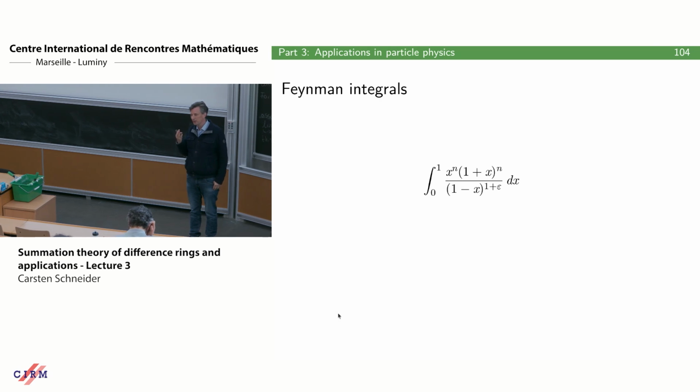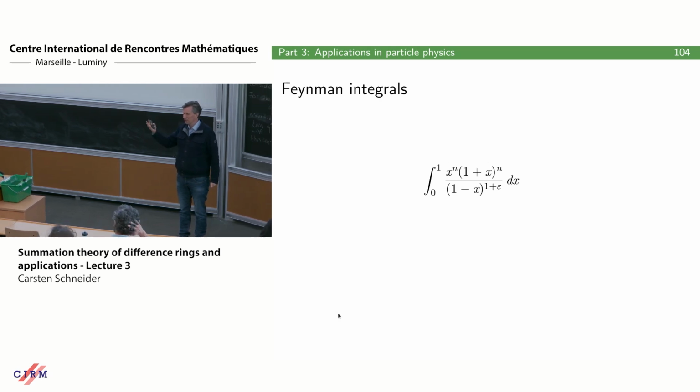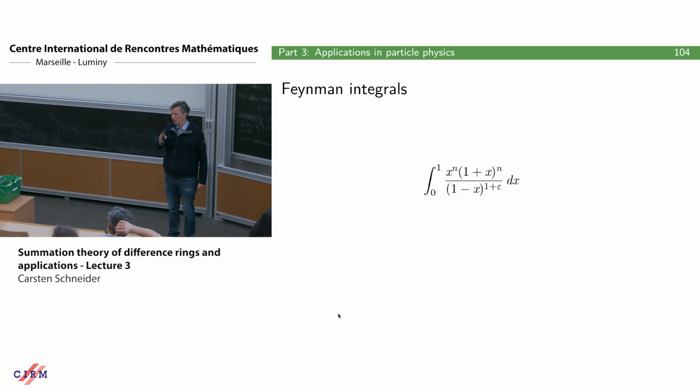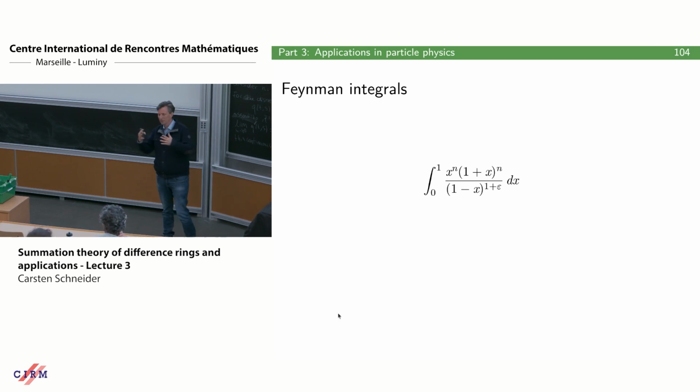This is also called the analytic space-time continuation. So you go from space-time 4 to 4 plus epsilon. So you sneak in an extra parameter to have control.